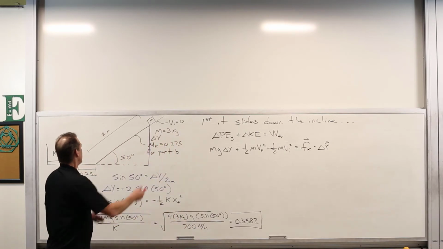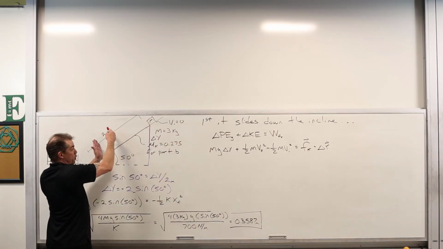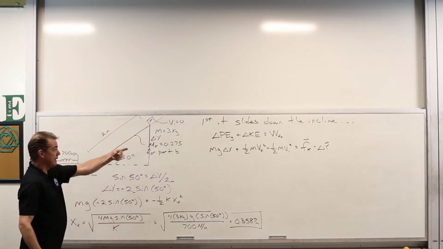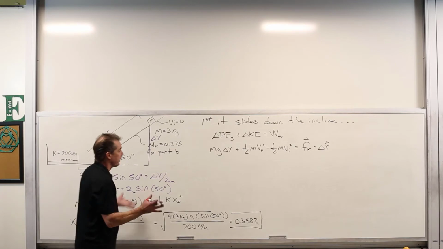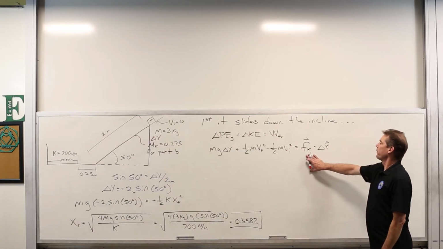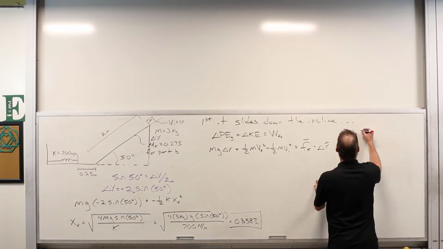Delta r is ultimately this 2 meters down the incline, and the force of friction is up the incline. So we should note that there is a negative sign between these two. And then we've got to be a little bit careful with the force of friction here. So let us write this out.